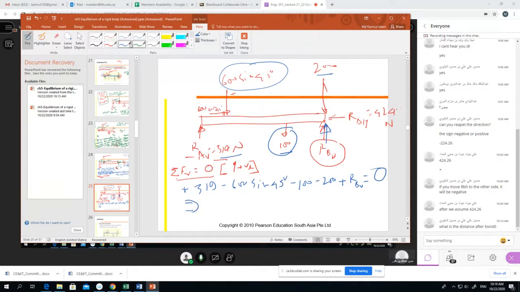Now we have only one unknown, RVB. Please calculate and tell me the result. If you calculate, you will find the result is 405 Newton. All right.